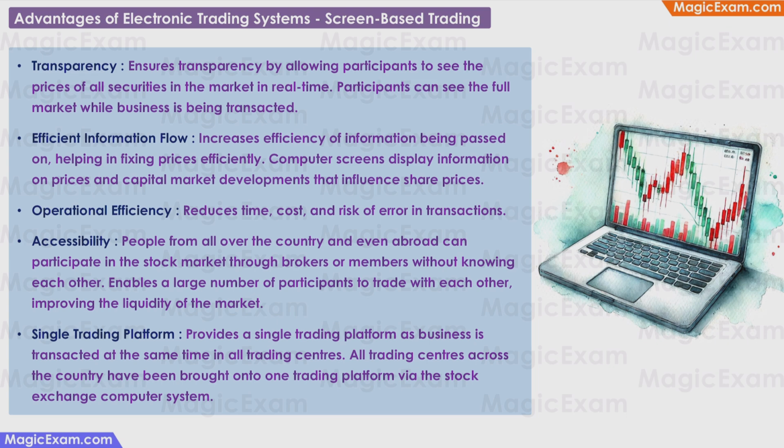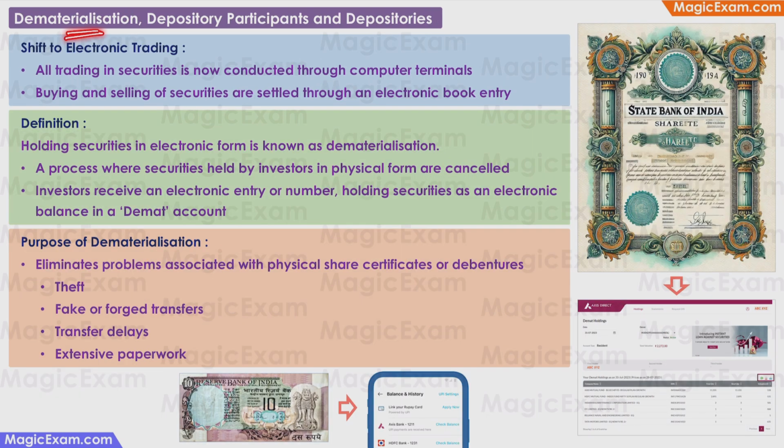Next, let us understand what dematerialization, depository participants and depositories are, and what is the connection between them. Once upon a time, all money was in physical format, in the form of currency notes or coins. Then we started moving towards electronic money. Here the money is in electronic format, in your bank accounts.